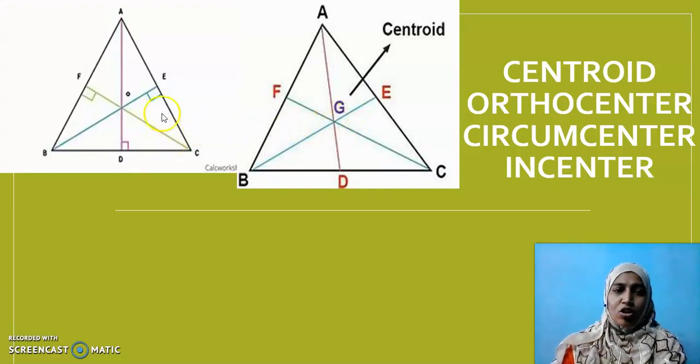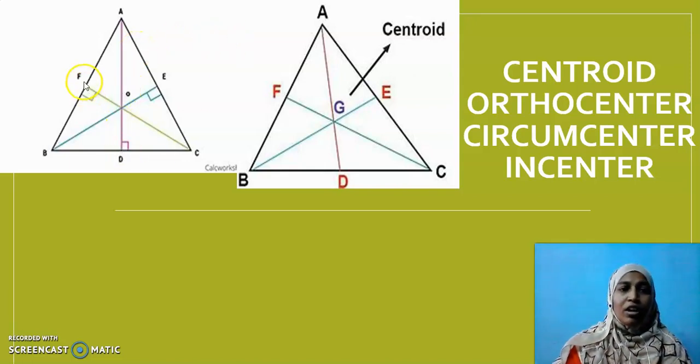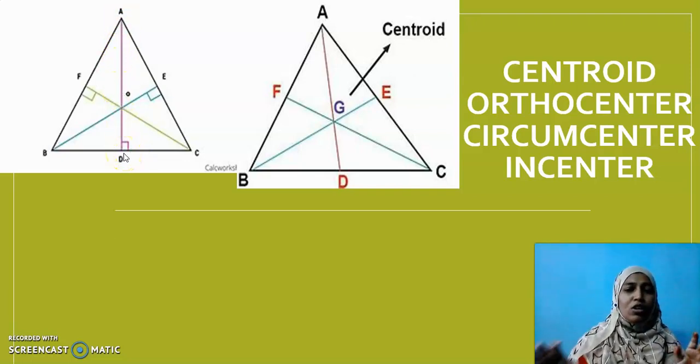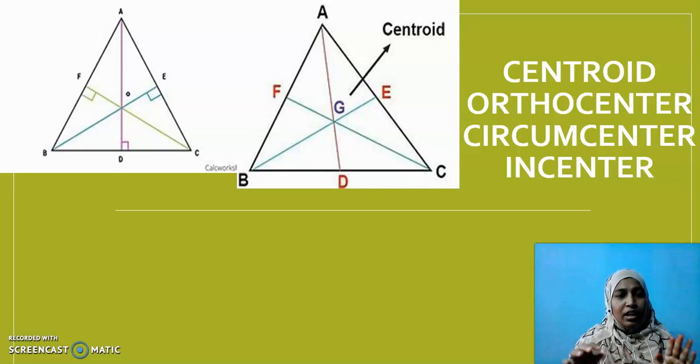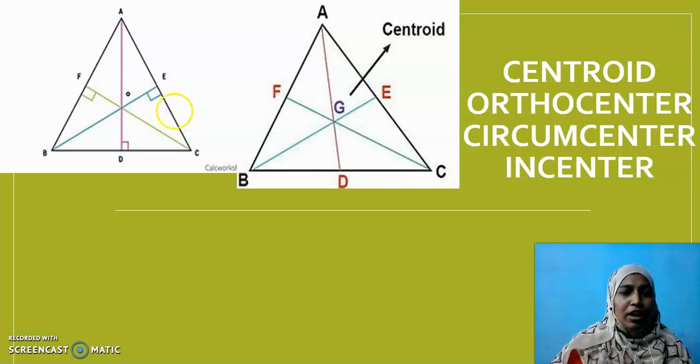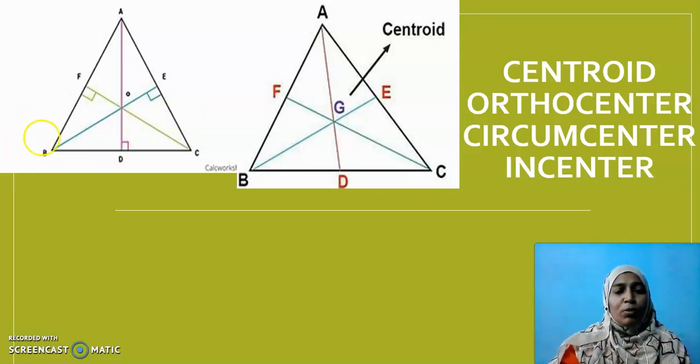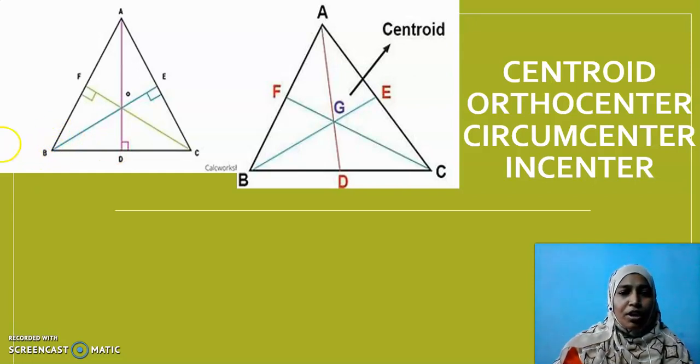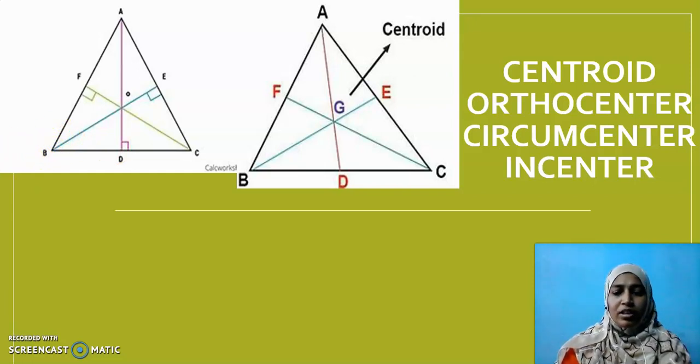Now here this is the orthocenter. Here I am not locating any points D, E, F. I am not locating them first. First I will draw the perpendicular line. How to draw a perpendicular line? Using a set square and scale, you have to draw that perpendicular line. Okay. All these perpendicular lines meet at a point called the orthocenter.